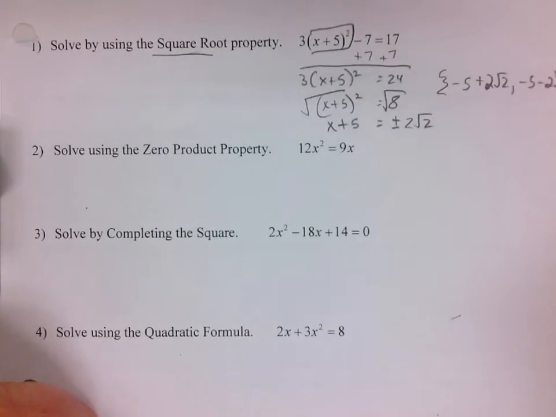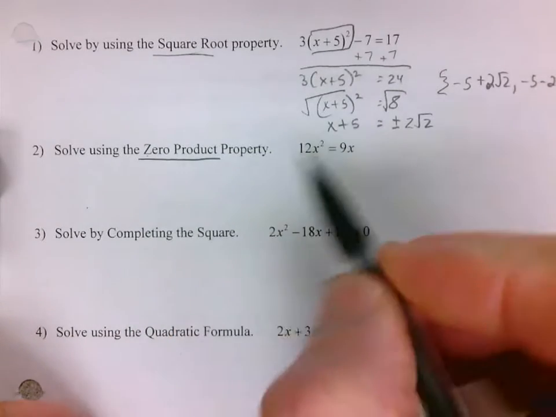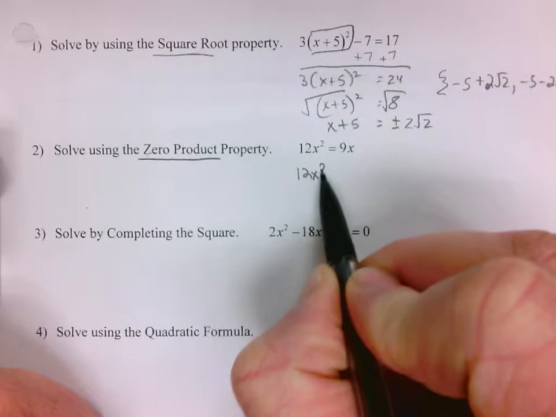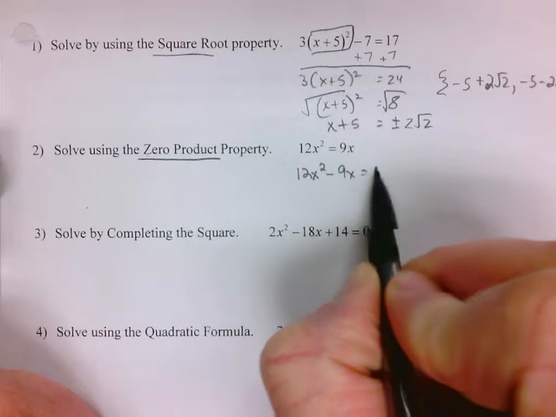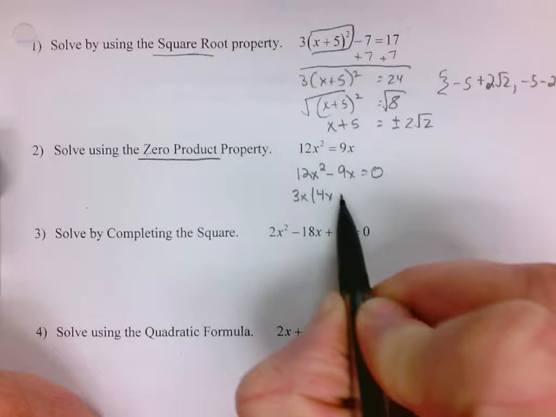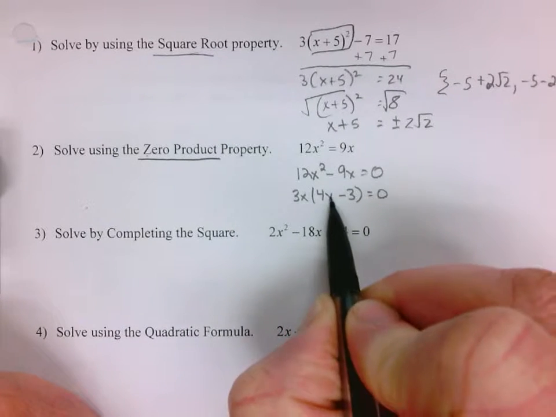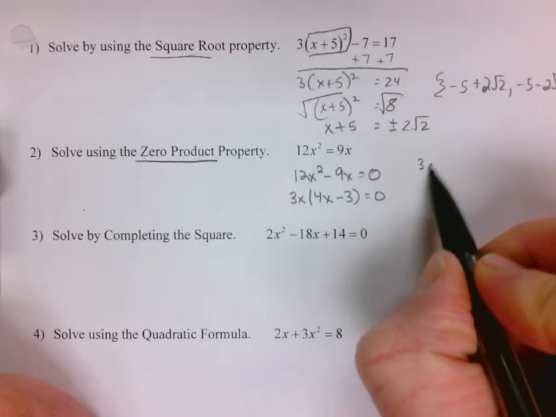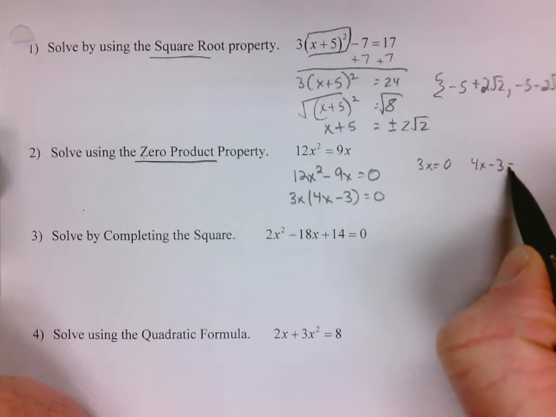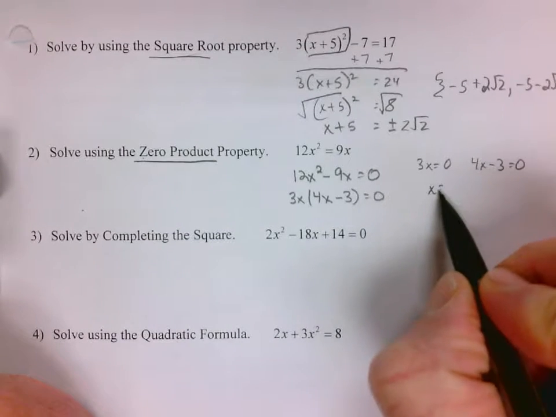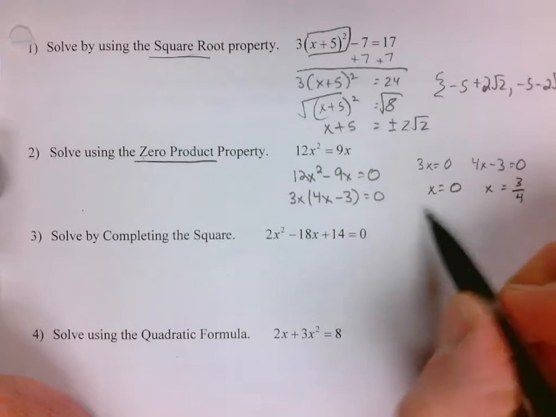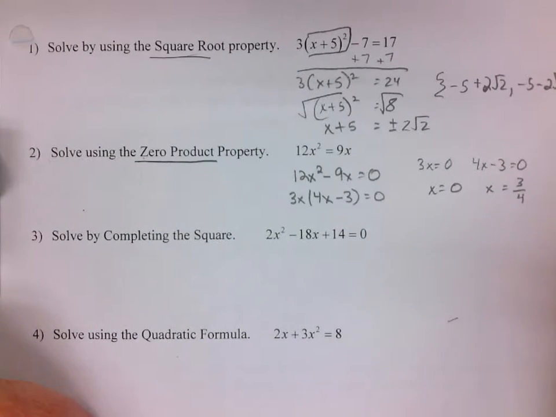Zero product property, this basically means factor, or set it equal to 0 and then factor. So I'm setting this equal to 0. I'm going to factor out 3x, 4x minus 3, and then you set both of these factors equal to 0 and solve. It's called the zero product property because you multiply something by 0, you get 0. So one solution is 0 and one solution is 3/4. So I recommend that you set them equal to 0 to make sure you don't flip this answer around.